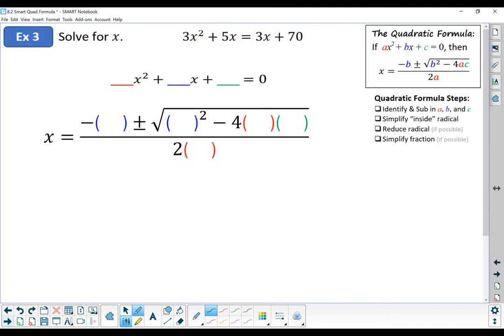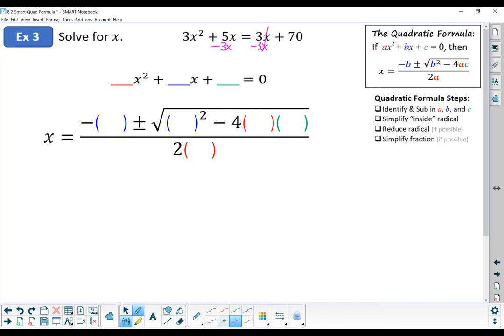Okay, here's our next one. 3x squared plus 5x is equal to 3x plus 70. So in this case, we do not have equals 0 yet. So in order to apply the quadratic formula, we need to manipulate our equation a little bit, move some terms around so that we will have it equal to 0.